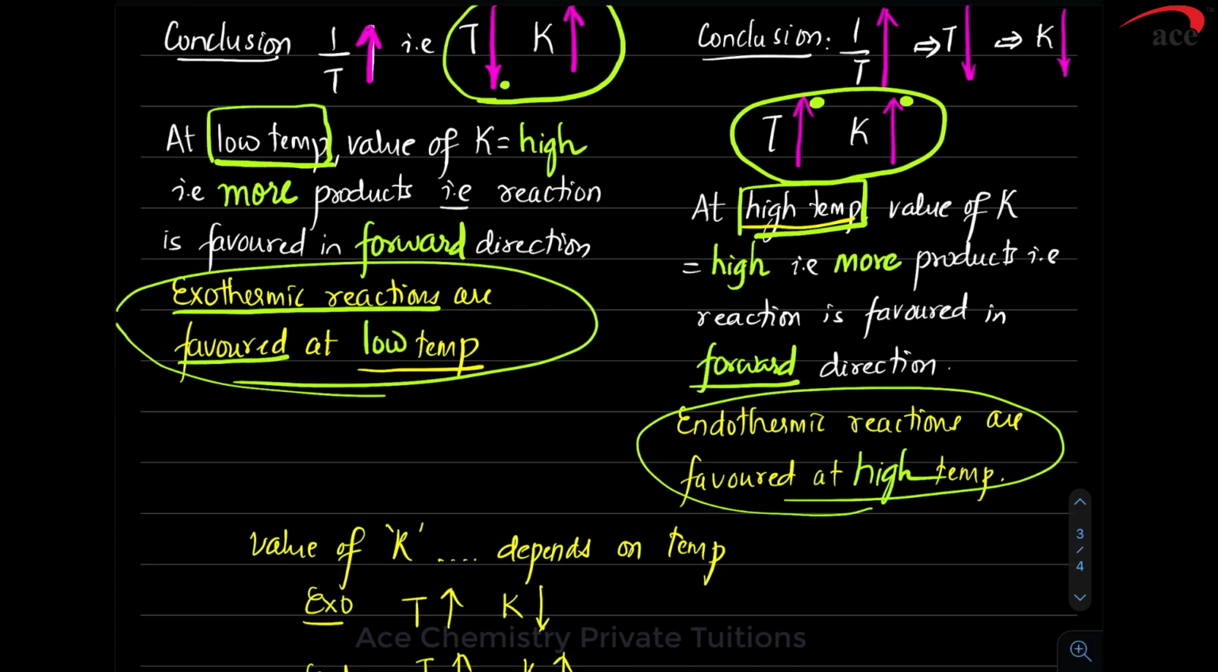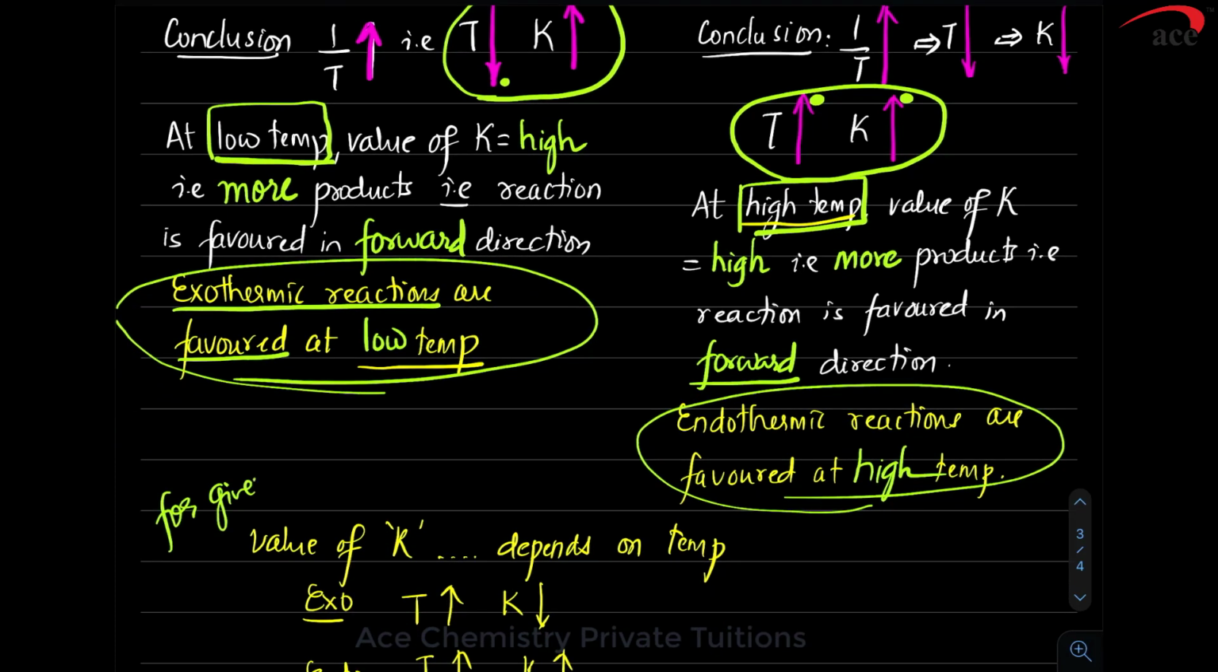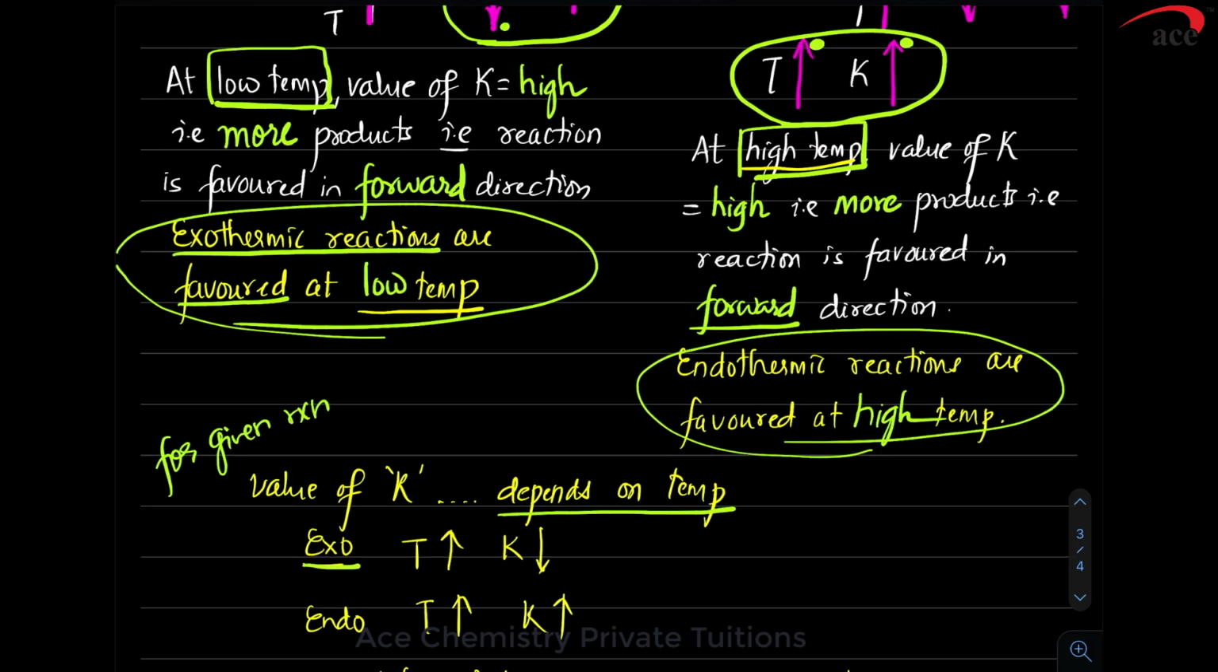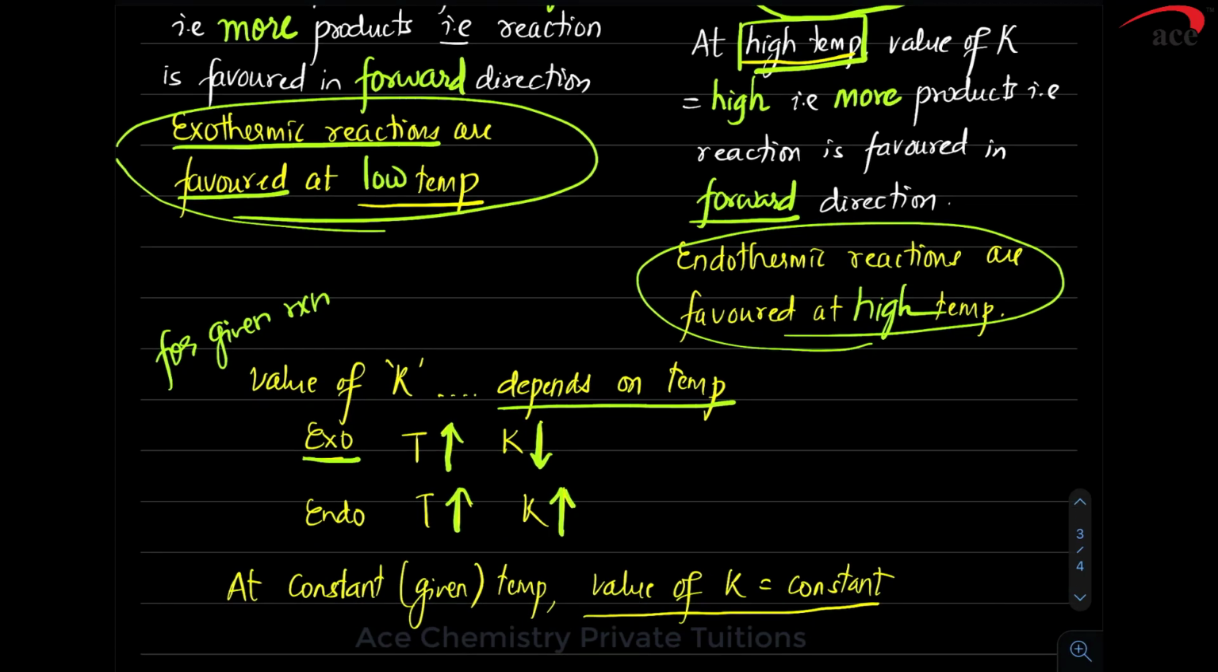Conclusion again: for a given reaction, the value of k depends only on temperature. For exothermic, T and k are in reverse direction. For endo, T and k are in the same direction. If the temperature is constant, the value of k also will be constant. So, that was the effect of temperature on equilibrium constant. This part has not been dealt with by NCERT, but is very important for entrance examinations like NEET and JEE.